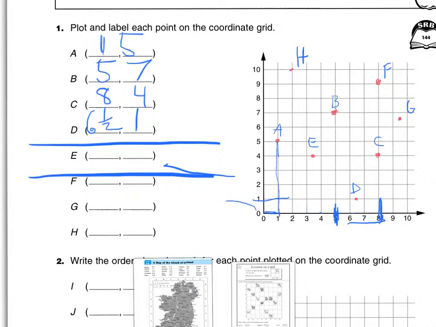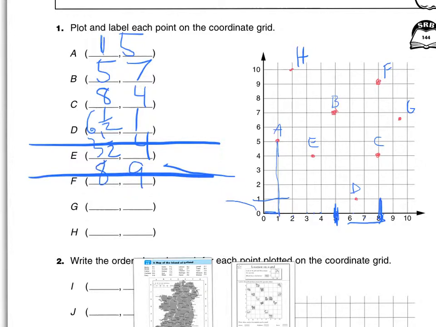Oh, I never did E. Let me fill in E here real quick. E would be over 3.5 and up 4. So that'd be here. Alright, so F. What'd you all get for F? Hopefully, you noticed you went all the way over to 8, and then you went all the way up to 9. So it'd be 8, 9.